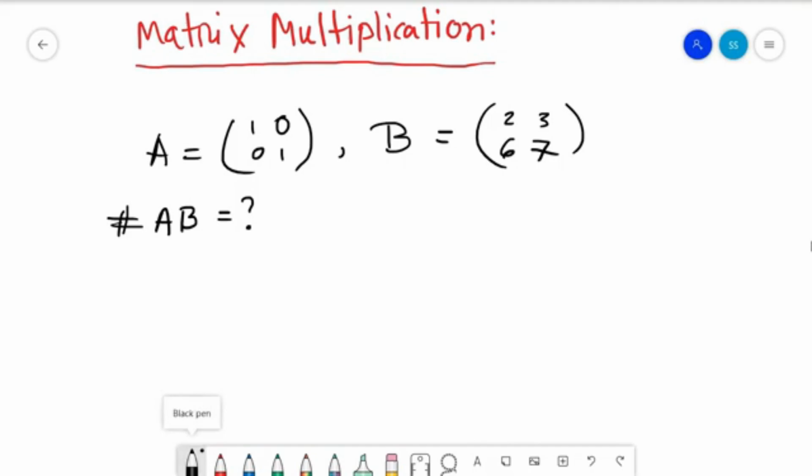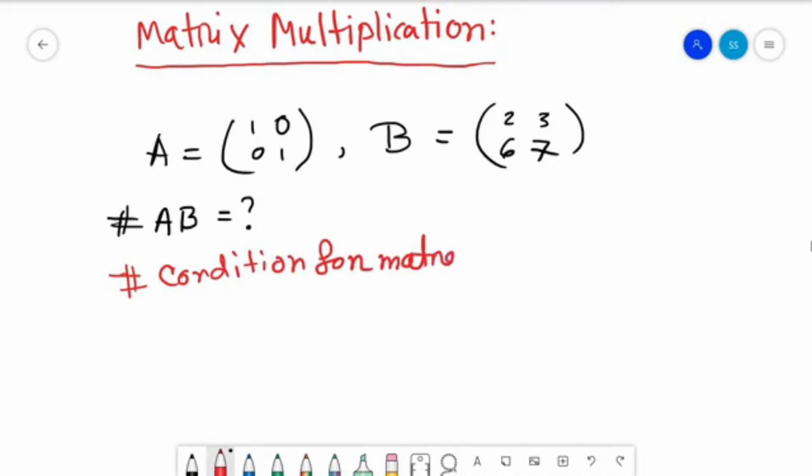before we can even talk about matrix multiplication, we need to define when matrix multiplication is possible. So there is a condition for matrix multiplication, and this condition is essential in order for the matrix multiplication to be defined.